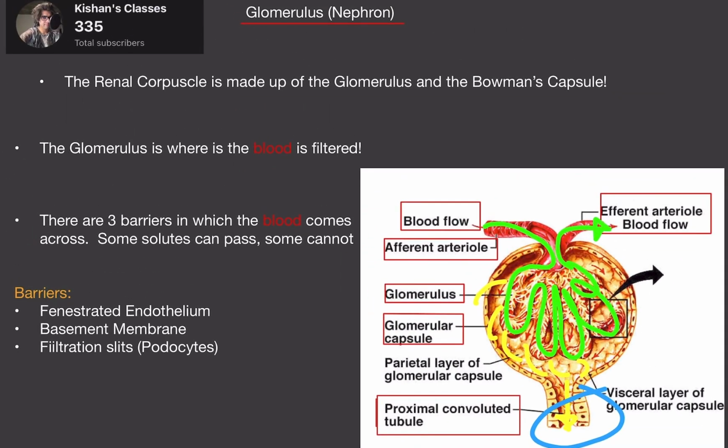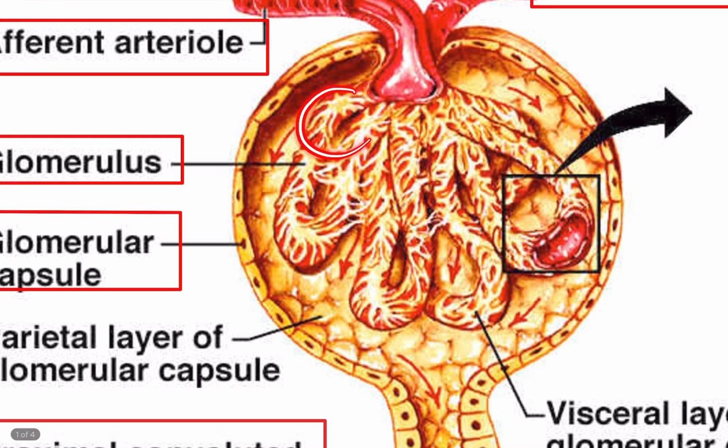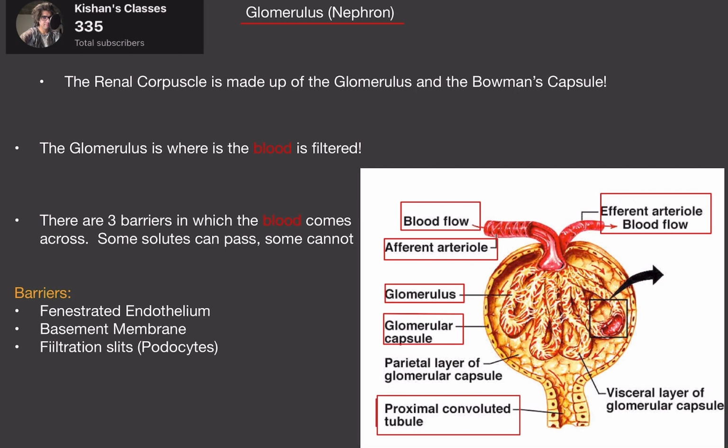So the three barriers are called fenestrated endothelium, basement membrane, and filtration slits, also known as podocytes. The filtration slits are actually really interesting. They're made up of podocytes, and podocytes are basically cells that look like frogs. They basically have legs that extend over the arteriole and help filter. So you'll notice that there are these little things that look like they have legs. They stretch over the arteriole and they help filter. So you're probably wondering, what is getting filtered?